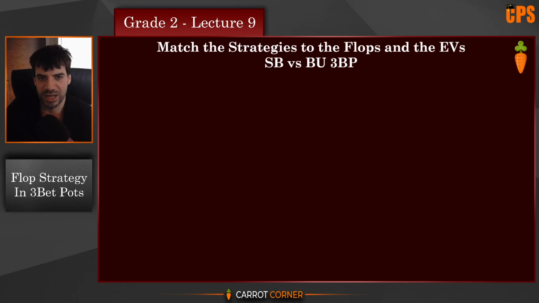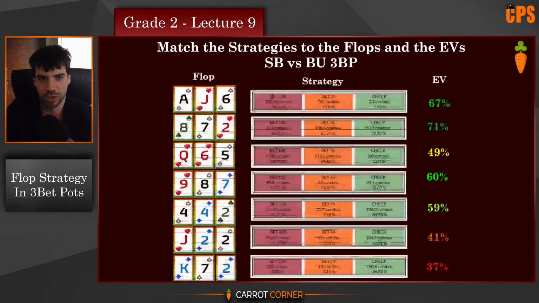Let's have a fun exercise to start off today's lecture. What we're going to do here is match these jumbled strategies and EVs to the flops on which they apply. The correct strategy for Ace Jack 6 two-tone is not the one listed there, nor is that the correct EV for the out of position player. What I'd like you to do now is look through these 7 situations, look at these textures, they're all small blind versus button, 3-bet pot, scan down them and try to decide which strategy and which EV goes with each flop. Again, I'll stress this, these have been jumbled up.